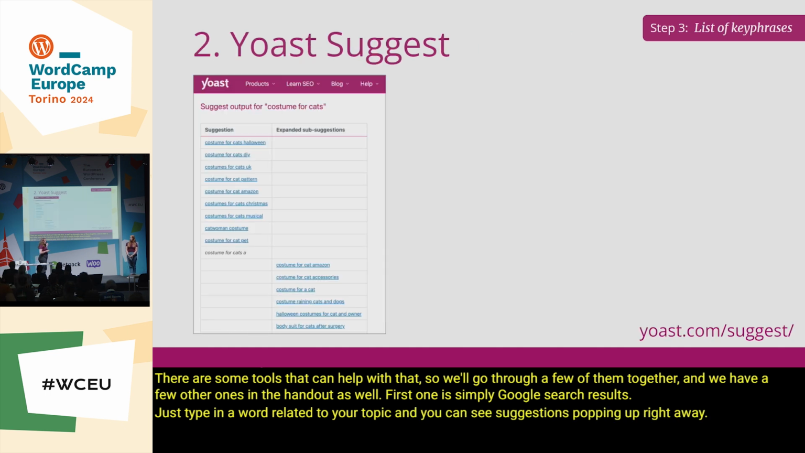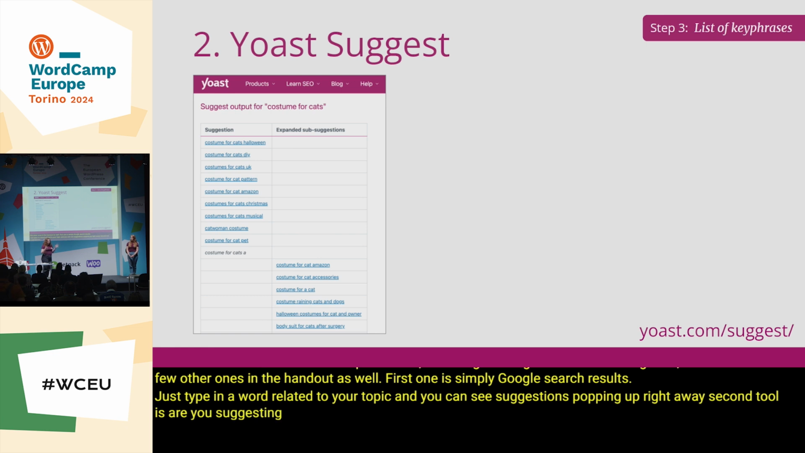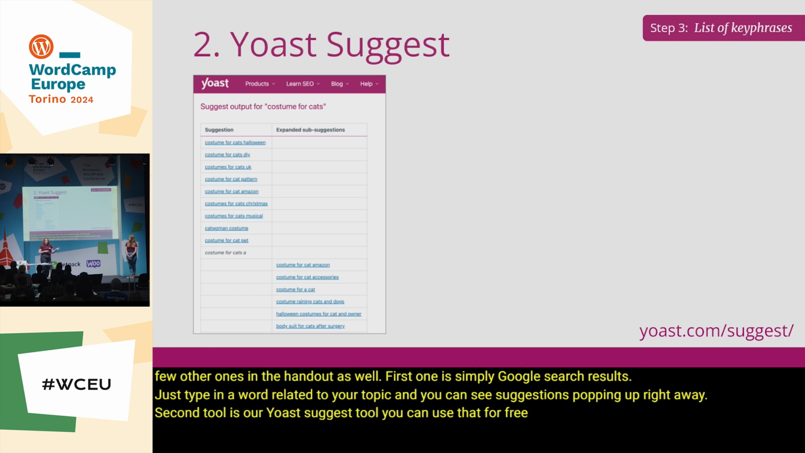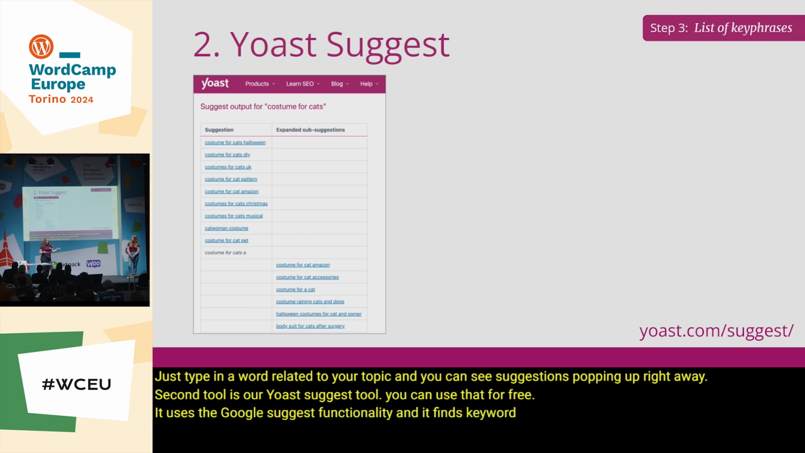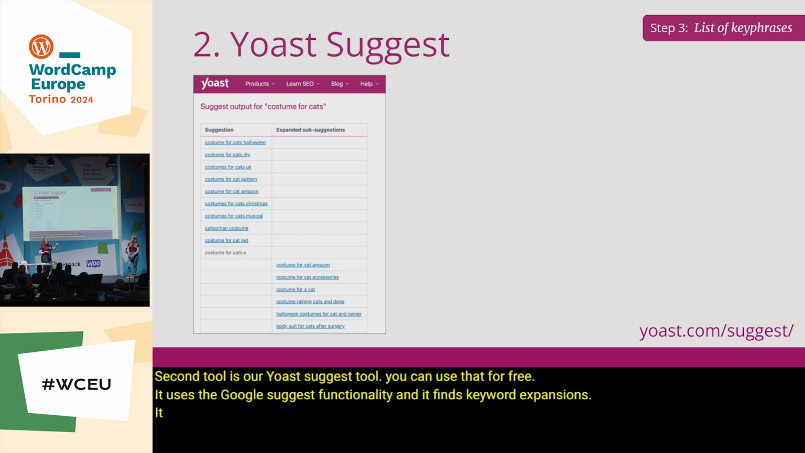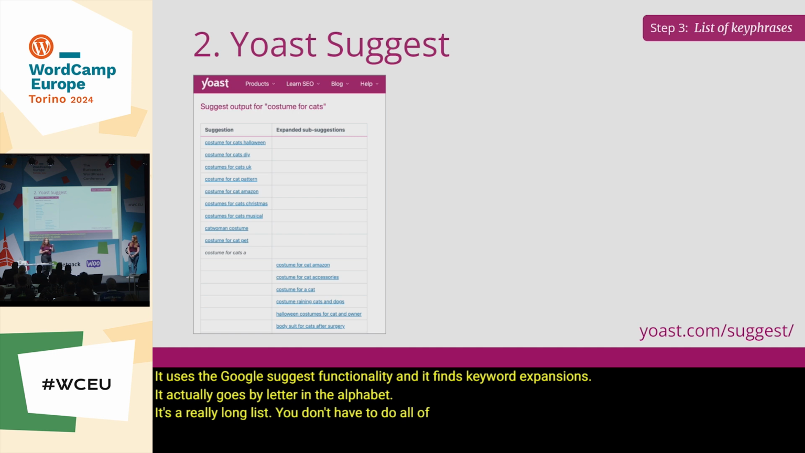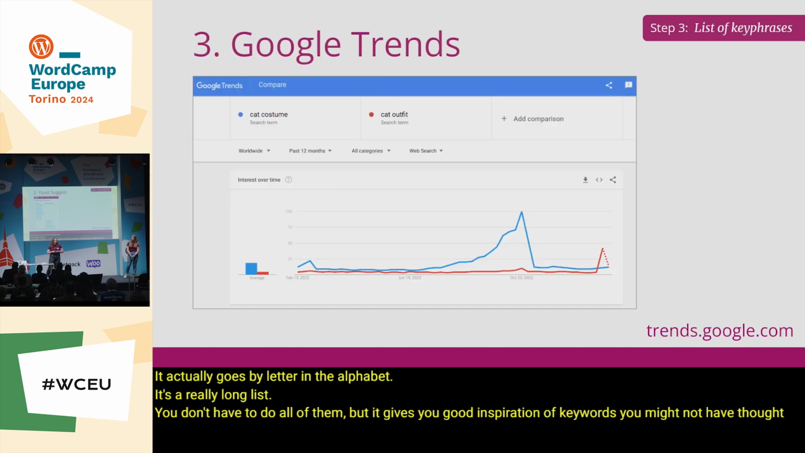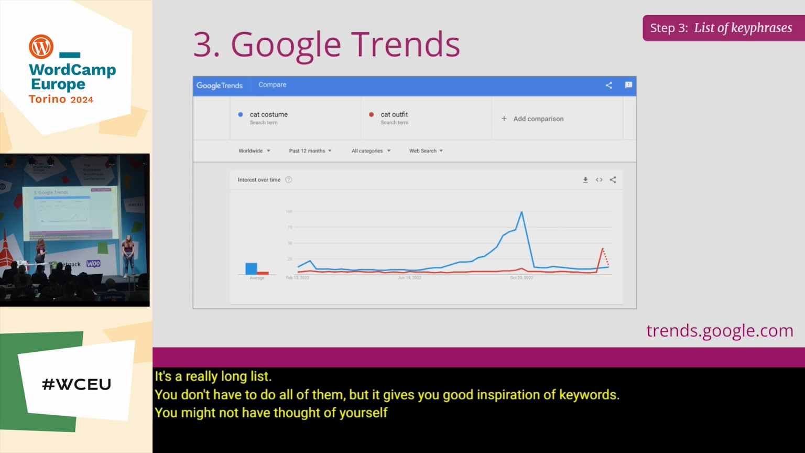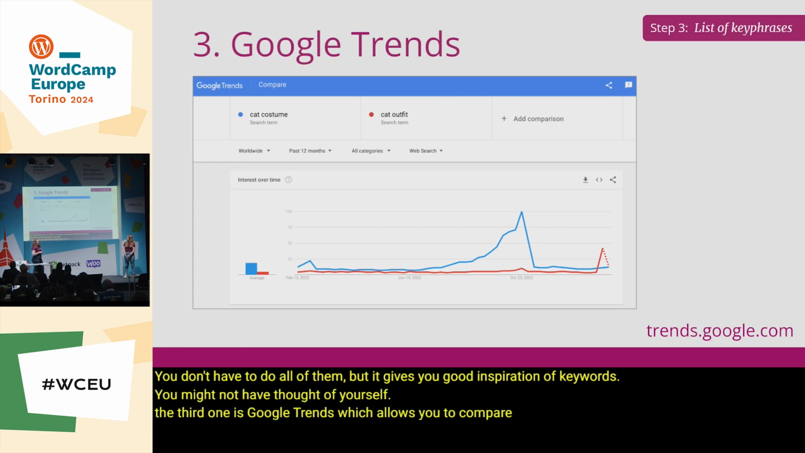Second tool is our Yoast Suggest tool. You can use that for free. It uses the Google Suggest functionality, and it finds keyword expansions. It actually goes by letter in the alphabet. It's a really long list. You don't have to do all of them, but it gives you good inspiration of keywords you might not have thought of yourself. The third one is Google Trends, which allows you to compare traffic for sets of keywords.